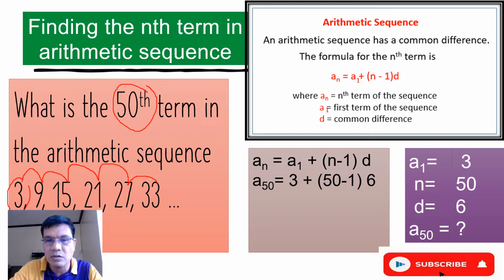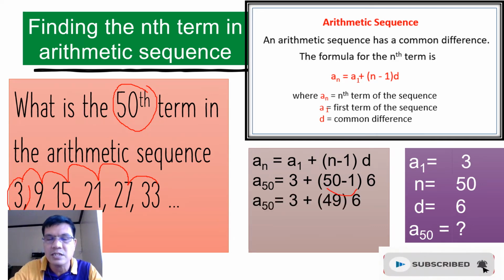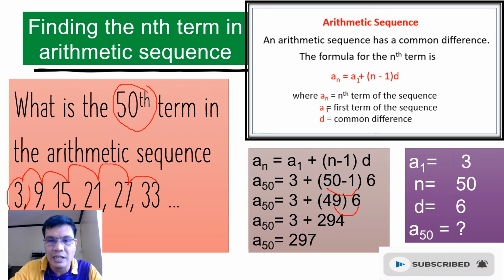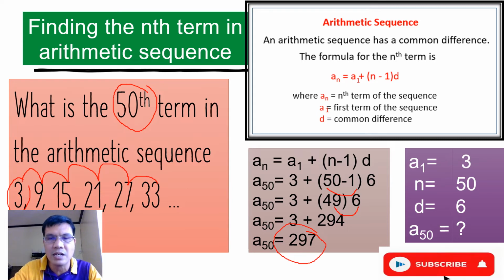So unahin natin yung inside parenthesis. 50 minus 1, the answer is 49. Then next is 49 times 6. 49 times 6, the answer is 294. And 294 plus 3 is 297. So our 50th term in this arithmetic sequence is 297.